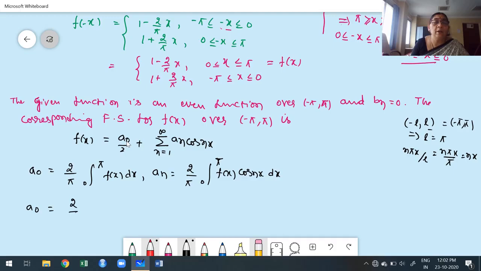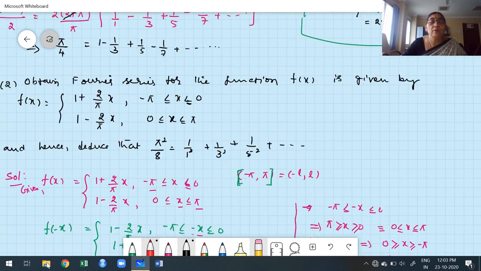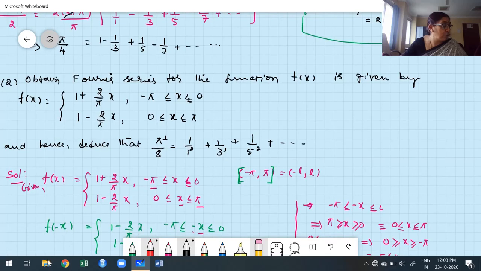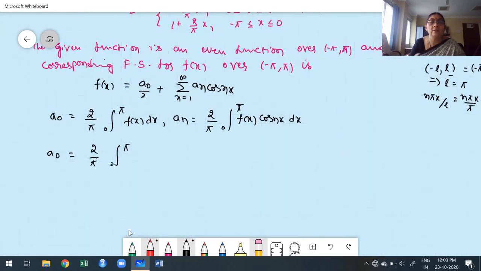Now 2 by pi, 0 to pi, I want to find out. You know my given function for 0 to pi is 1 minus 2 by pi into x. Therefore, in both cases it is enough to find half of the range, which gives rise to the Fourier series expansion of the entire range minus pi to plus pi. That's the beauty of this.